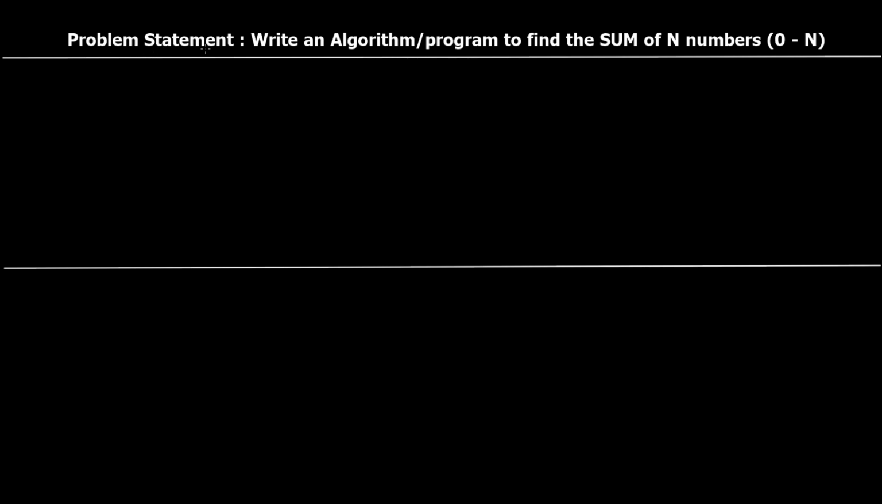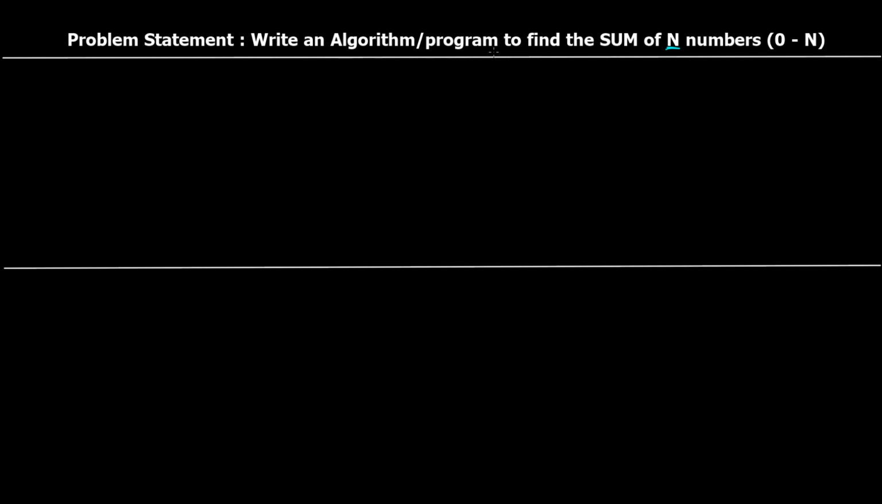We've been given a problem statement which is: write an algorithm or program, which we are kind of assuming one and the same thing. So essentially what is an algorithm? It is just a step-by-step process, and when we convert that algorithm into programming code, we call it a program, right? So we are assuming it as one and the same thing. What we have to do is write an algorithm or program to find the sum of n numbers. So n numbers would be ranging from 0 to n, and this n is supposed to be accepted from the user. So we'll take n from the user.